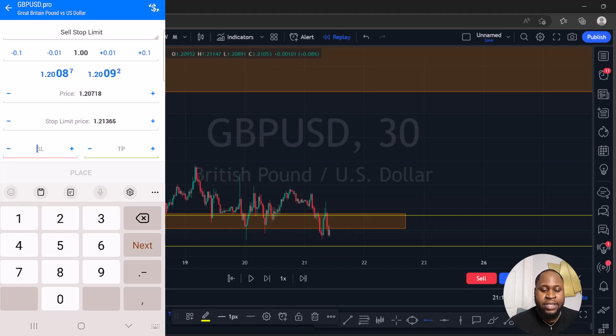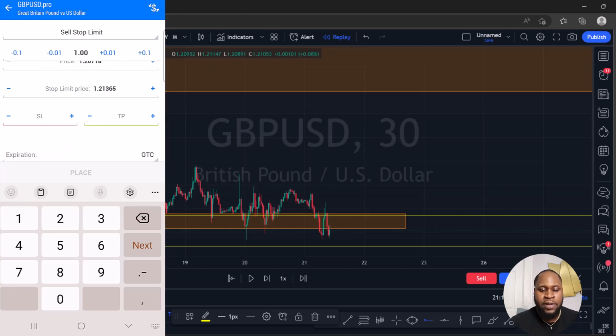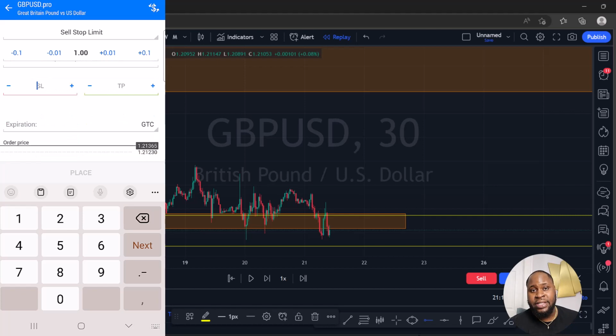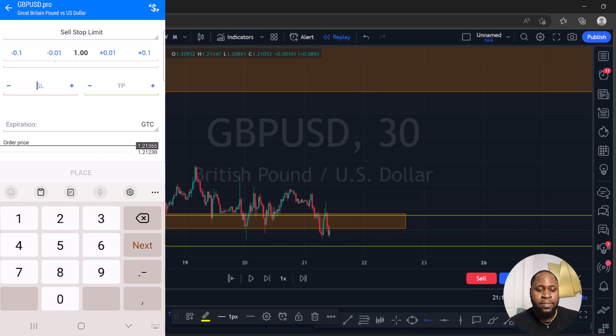So at that stop limit price, that's my price of reference, and that's what I'm going to base my stop loss and take profit on. And that's what you'll do to finish it off, stop loss and take profit. And for expiration, if you want to leave it as is and just leave it until you cancel it, then you leave it on GTC, good till cancel. Or again, if you want to cancel this order up to a specific day, whether it be today or another specific day and time, then you can do that as well. But that's pretty much how you want to use your sell stop limit.